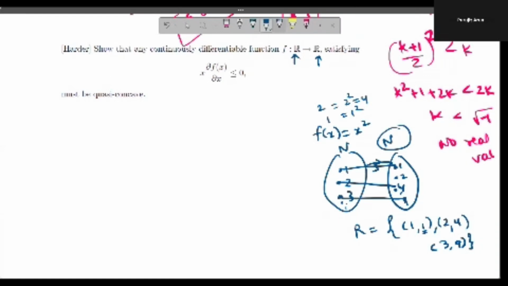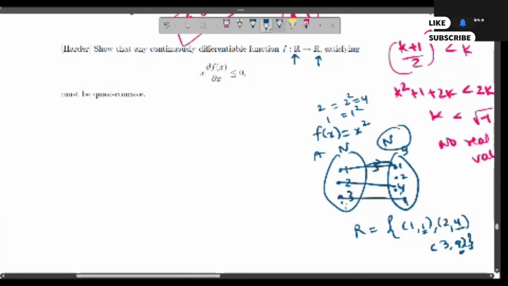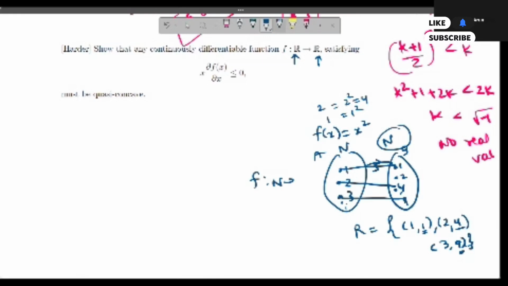So my range is 1, 4, 9, and so on, not the whole B set. Okay, ma'am, is this fine? Here the codomain is 1, 2... What is my codomain in this case? The function, I mean the relation, is moving from natural numbers to natural numbers. So codomain is the set of all natural numbers.